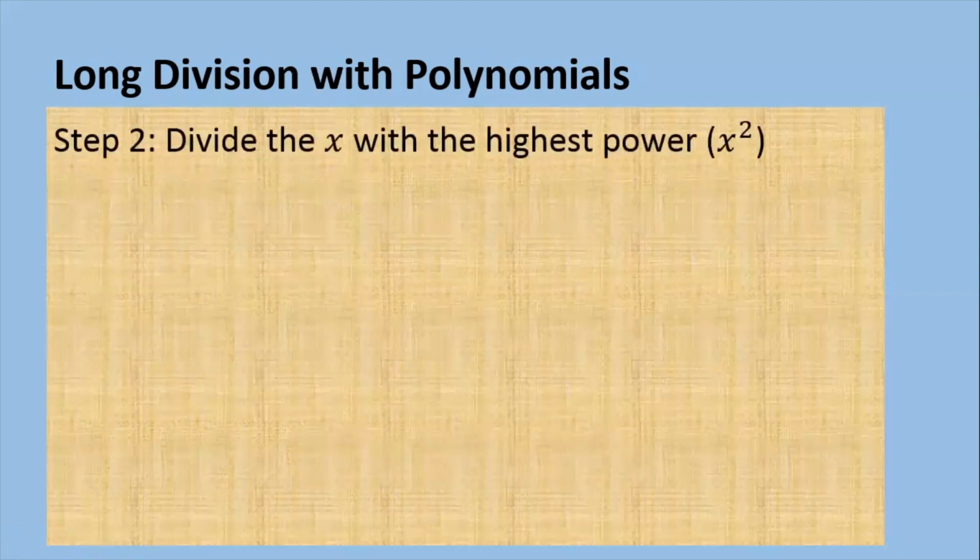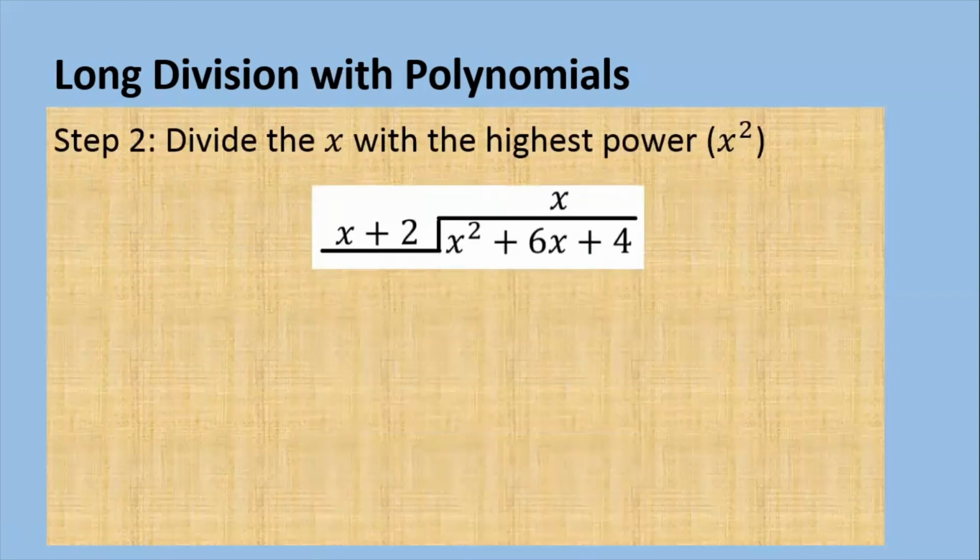Well, you will divide the x with the highest power. In our case, the x with the highest power in our polynomial is x squared. So we will divide this x squared by x. X squared divided by x is x. Just be careful where you will place the x. It should always be aligned. Okay? So the x comes here and not here. Right? And then what do we need to do?